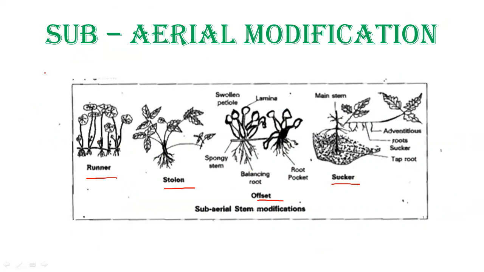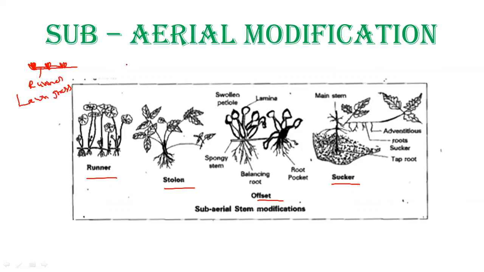Let's learn. First, suppose that this is the level of the ground, okay, and a plant grows here. Then a lateral branch develops from this plant, goes parallel to the ground and gives birth to a new plant. Again, a lateral branch develops, goes parallel and gives birth to a new plant. This is called runner. Example is lawn grass.